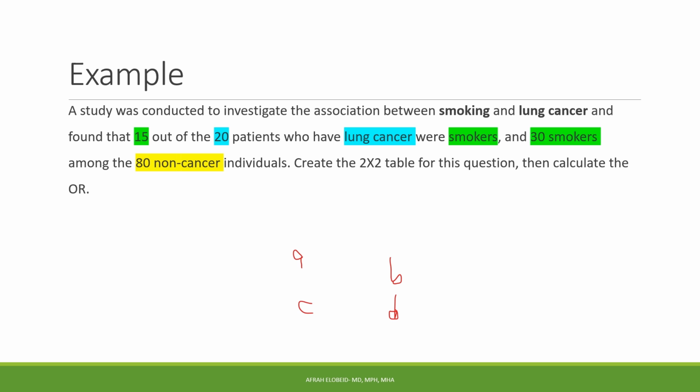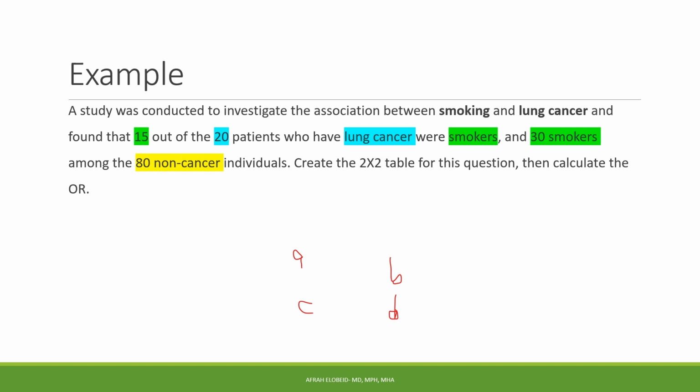The example says a study was conducted to investigate the association between smoking and lung cancer. This is usually the example used in most textbooks to explain the 2 by 2 table because it's famous, and the relation between smoking and lung cancer was proven a long time ago. It says this study found that 15 out of the 20 patients who have lung cancer were smokers, and 30 smokers among the 80 non-cancer individuals. I highlighted the key terms with different colors just to help you fill the 2 by 2 table.